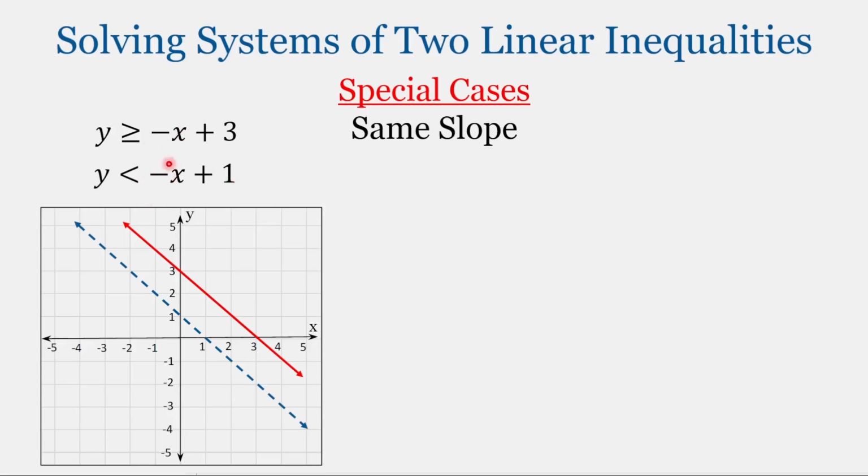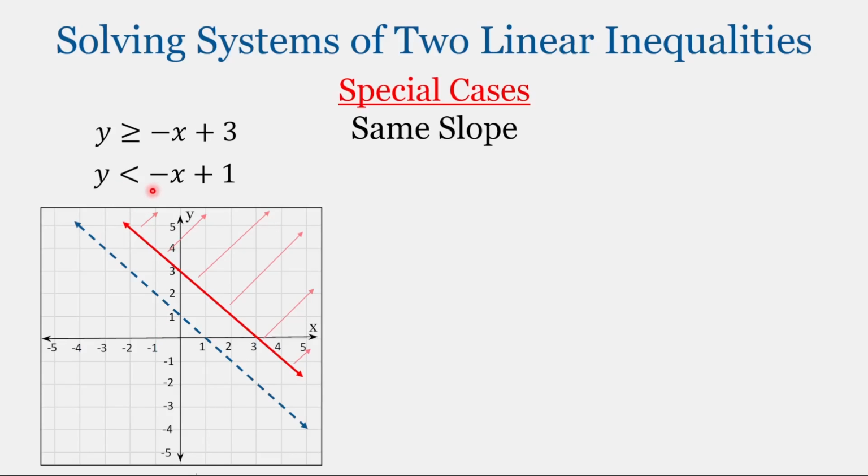So our boundary lines, y equal to negative x plus 3 and y equal to negative x plus 1, have the same slope. They have a slope of negative 1, a different y-intercept. We have parallel lines. We look at this first inequality, y greater than or equal to negative x plus 3. We'll end up shading the region up and to the right of this boundary line.